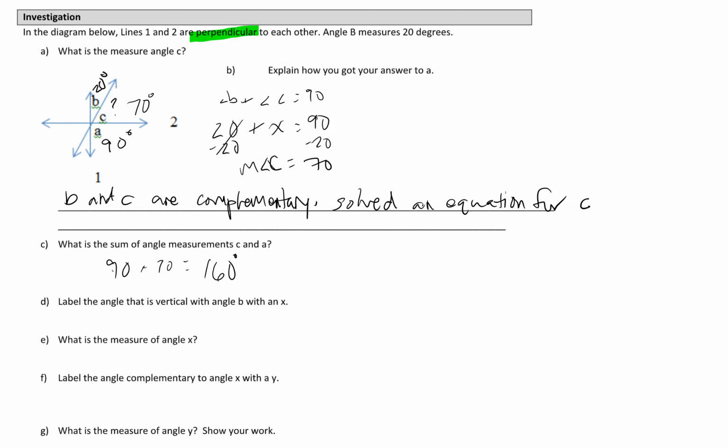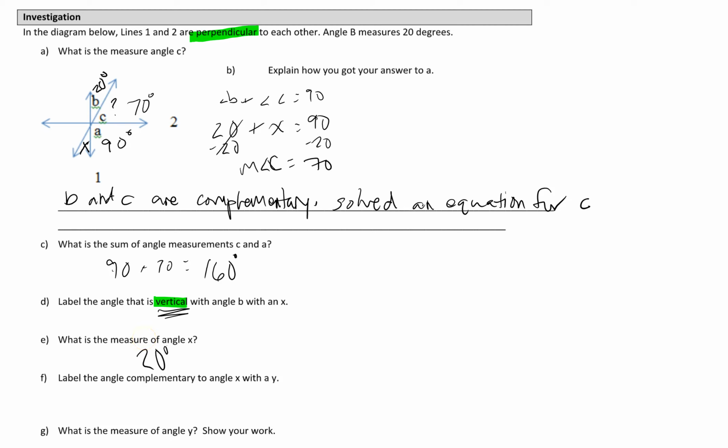Here we go. Label the angle that's vertical to angle B with an X. Last week we talked about this vocab right here, vertical. If we remember, vertical angles are opposite each other on intersecting lines. So I have to look opposite B, and that's going to be right there. What is the measure of angle X? Again, last week we learned vertical angles are congruent or equal, so that means that angle X is 20 degrees.